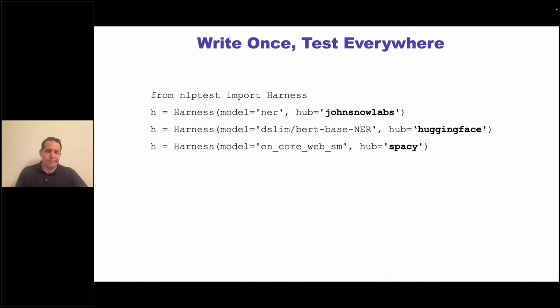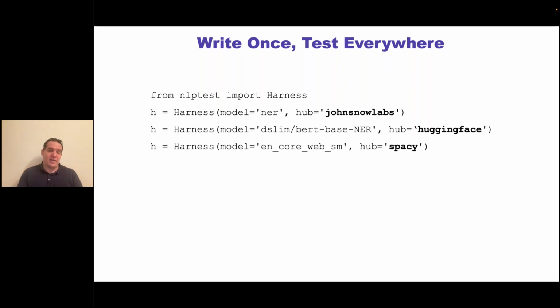Another interesting thing that was implemented here is that if you have a test suite, you can use it across different NLP libraries. Out of the box, the hubs you can use are really any model from the Johnson Labs hub, any model from the Hugging Face hub, or any model from spaCy. And another thing that was just done last week is that this can now also test OpenAI models. And there's a whole set of large language models that are being added this week and next week.